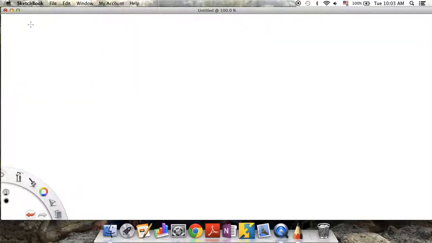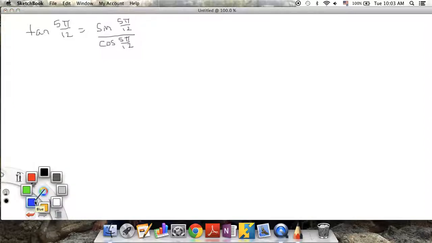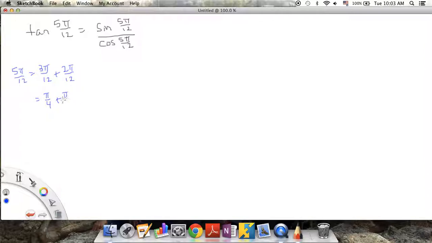What if I want to know what the tangent of 5 pi over 12 is? Well, I know my unit circle goes with sine and cosine. So I'll switch that to sine and cosine. But 5 pi over 12 isn't on my unit circle. However, if I look at it, 5 pi over 12 is 3 pi over 12 plus 2 pi over 12, which is pi over 4 plus pi over 6. And that is on my unit circle.